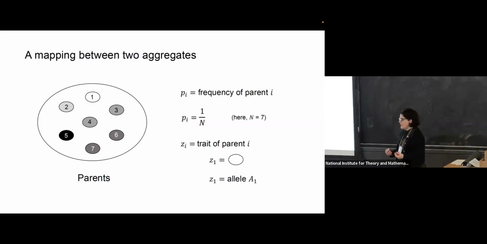So for this particular version of deriving the Price equation, p_i is the frequency of parent i. And we can imagine that in this particular case, each parent shows up one time. And so all of them, it's like 1/7. It's very simple.